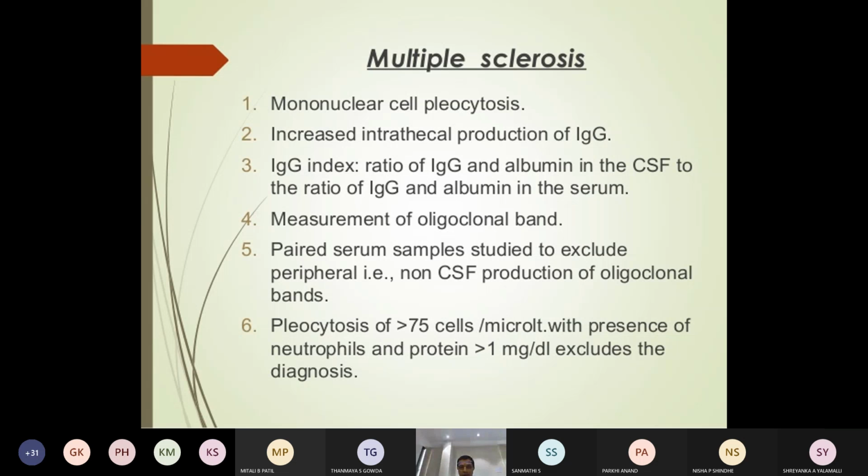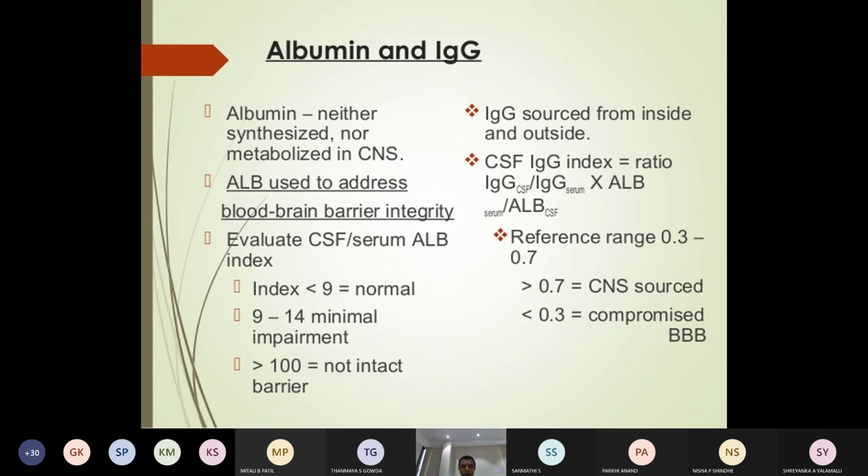Even for COVID we can use the IgG index, the ratio of IgG and albumin in CSF to the ratio of IgG and albumin in the serum. You can also measure monoclonal and oligoclonal bands. Paired serum samples are studied to rule out extra-CSF, that is peripheral, production of oligoclonal bands. Albumin and immunoglobulins are estimated, so it helps in diagnosis.